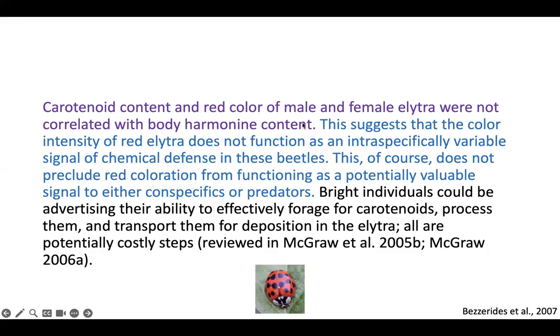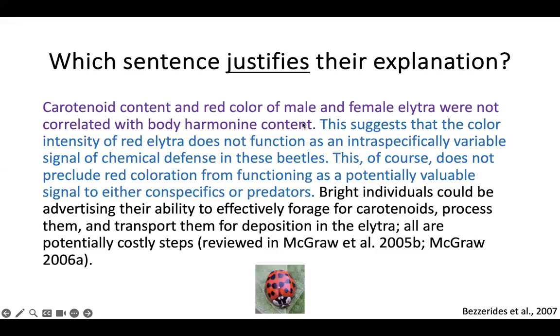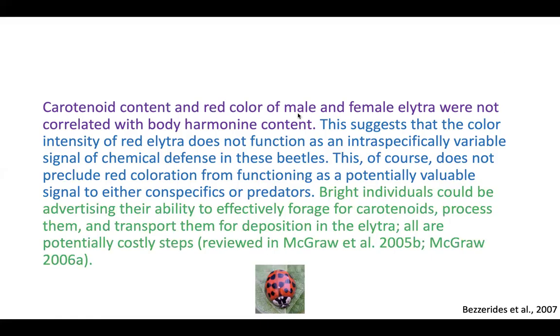All right, following up on that, let's talk about the justification of their explanation. So the justification is here at the end, now highlighted in green. This is the type of thing that you'll hopefully aim to do in your discussion, and that is basically explaining what your results mean.